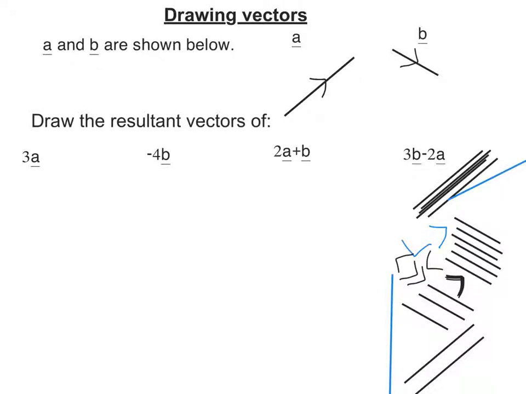In this video, we're going to draw some vectors. Now, they've told us what A and B are. A is this vector here, and B is this one here. And it first wants me to do 3A.